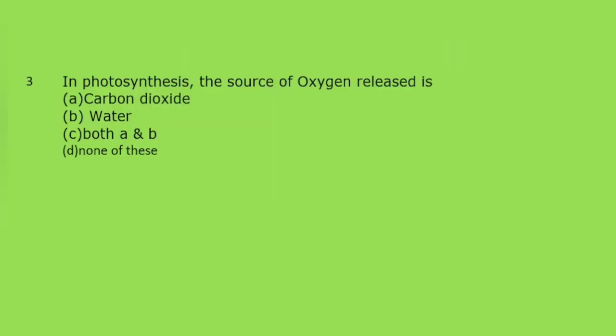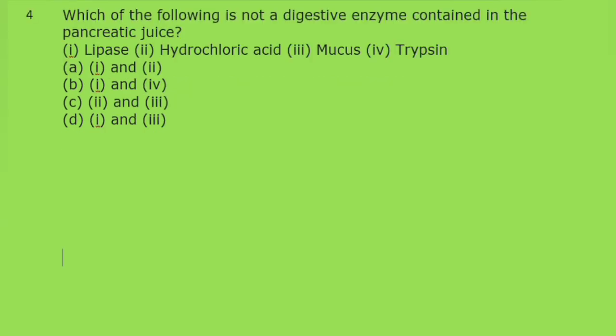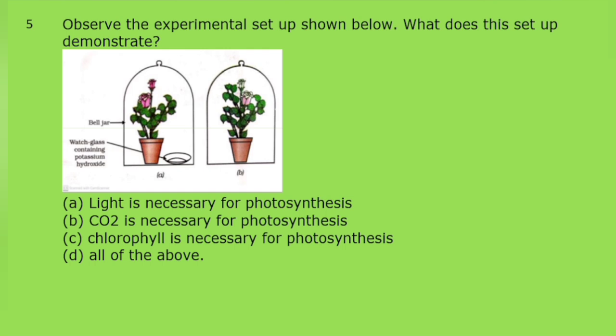In photosynthesis, the source of oxygen released is, we know that oxygen is released by the splitting of water, so the answer here is water. Which of the following is not a digestive enzyme contained in the pancreatic juice? Lipase, hydrochloric acid, mucus and trypsin. We know only lipase and trypsin are the enzymes among the given options, so the answer would be 2 and 3, option C.